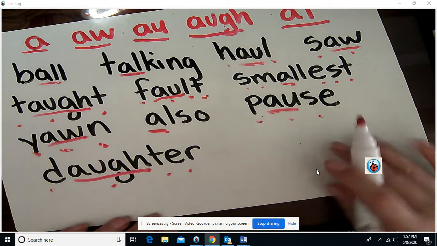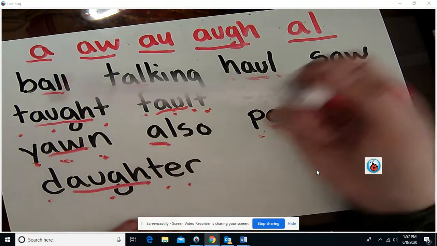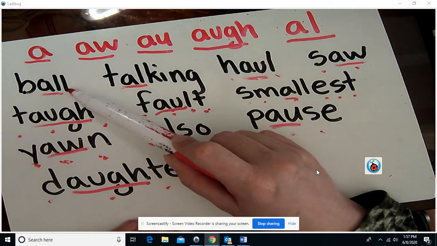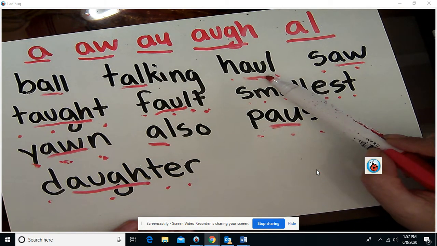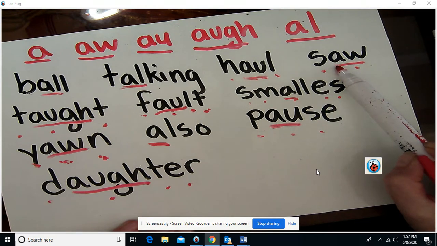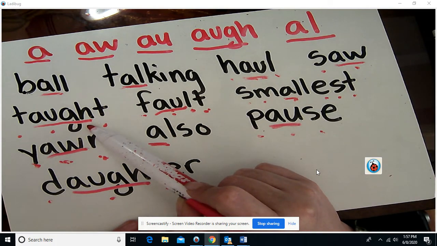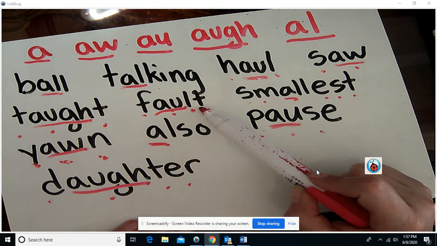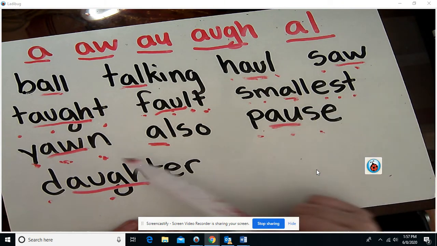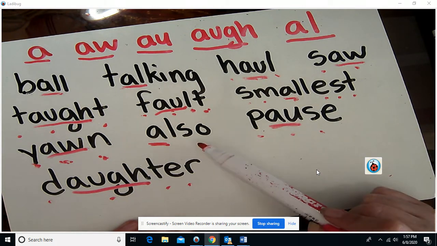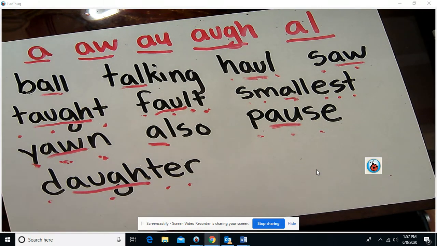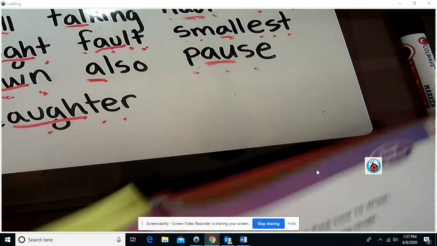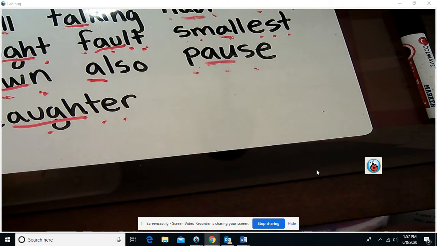Daughter. So let's go over these one last time. You repeat after me. Ball, talking, hall, saw, taught, fault, smallest, yawn, also, pause, daughter. Okay, so remember this week we're looking at those spelling patterns that have that ah sound.